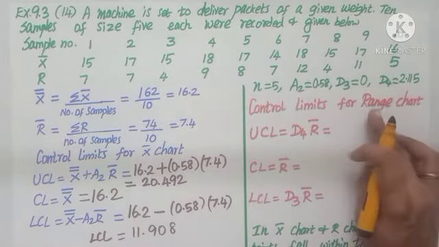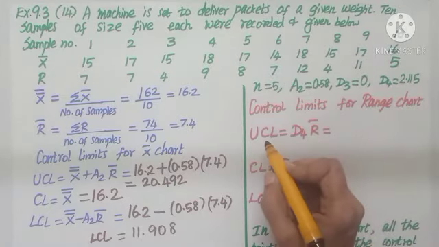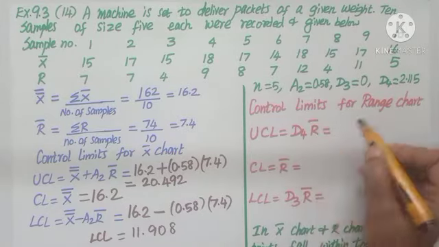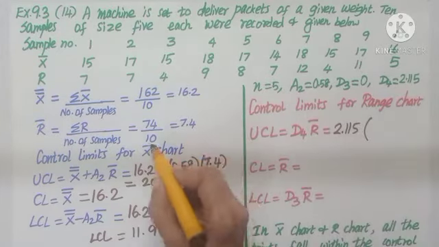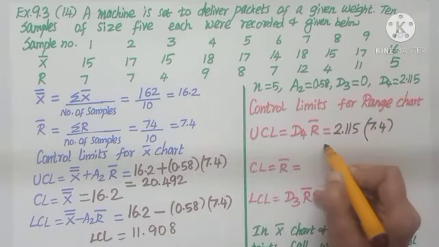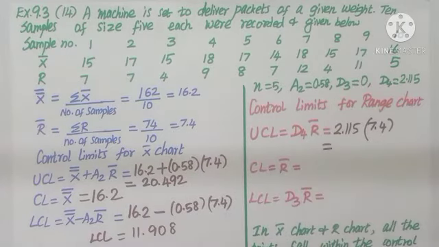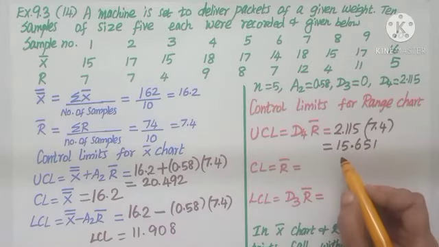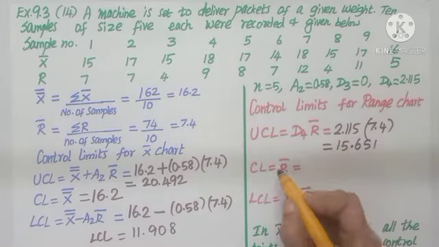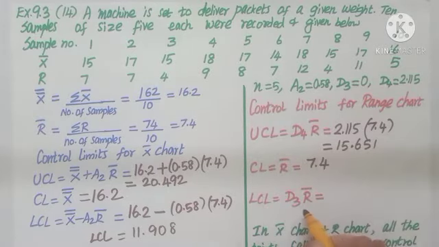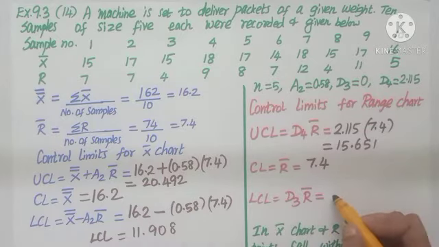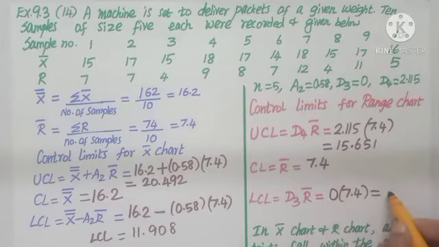Now we will proceed to the range chart. UCL is D4 R bar. D4 is 2.115. R bar is 7.4. Multiply and find the answer, 15.651. CL is only R bar, which is 7.4. LCL is D3 R bar. D3 is 0, R bar is 7.4. 0 into any number, my answer is 0.